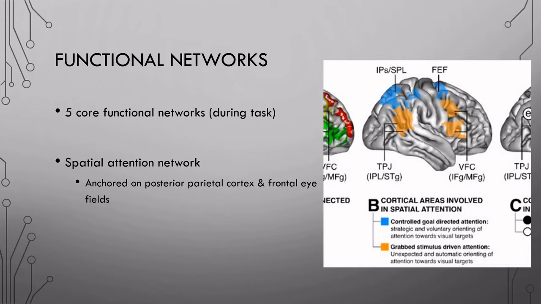The Spatial Attention Network is related to different aspects of attention, so goal-directed attention, attending to visual targets that are in our field of view, and it also deals with tracking unexpected stimuli that suddenly come into our field of vision.